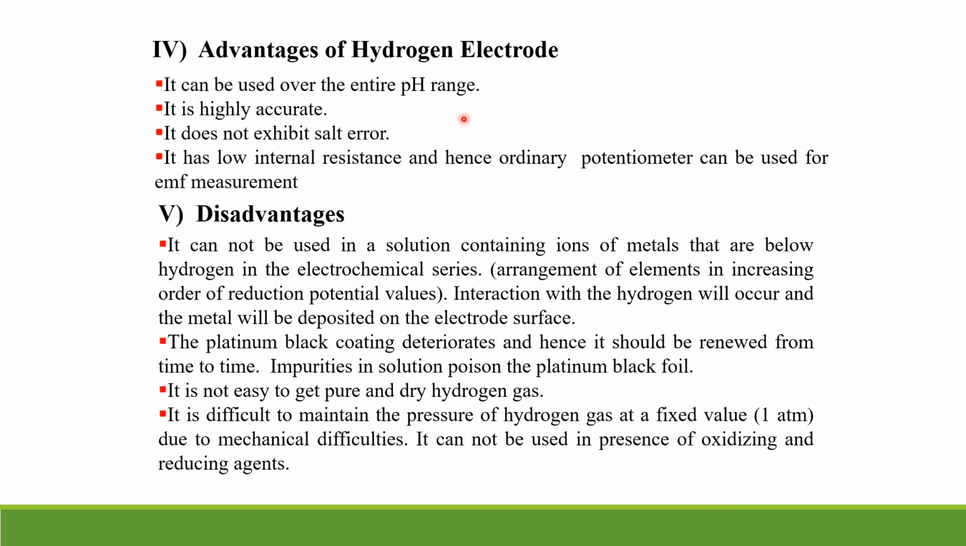Now, what are the advantages of the hydrogen electrode? It can be used over the entire pH range. It is highly accurate. It does not exhibit salt error. It has low internal resistance, and hence an ordinary potentiometer can be used for EMF measurement.